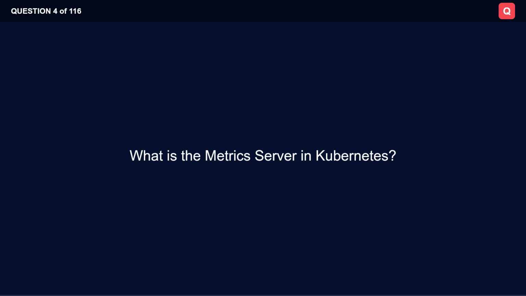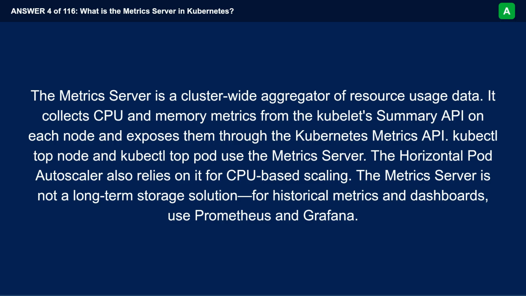What is the metrics server in Kubernetes? The metrics server is a cluster-wide aggregator of resource usage data. It collects CPU and memory metrics from the kubelet summary API on each node, and exposes them through the Kubernetes metrics API. kubectl top node and kubectl top pod use the metrics server. The horizontal pod autoscaler also relies on it for CPU-based scaling. The metrics server is not a long-term storage solution. For historical metrics and dashboards, use Prometheus and Grafana.